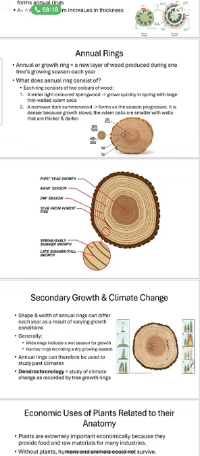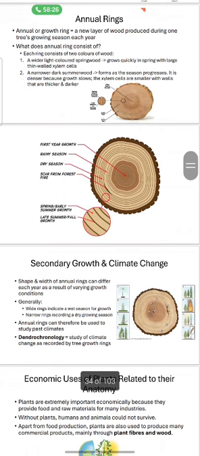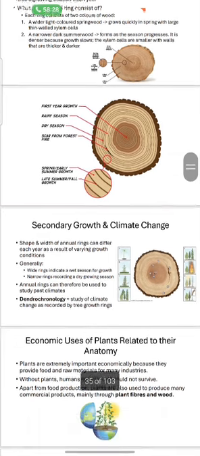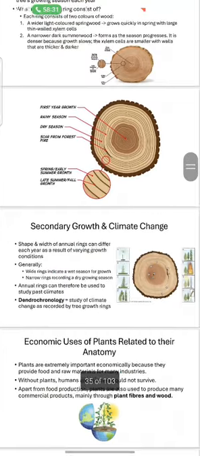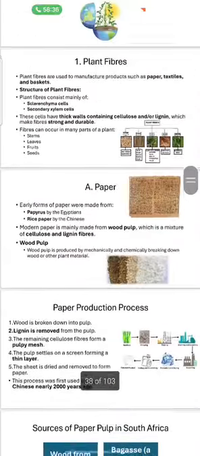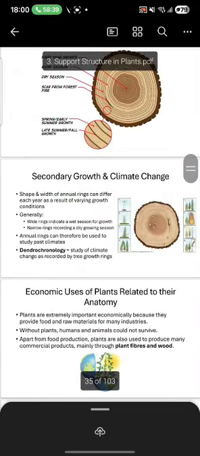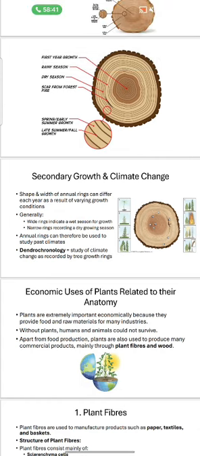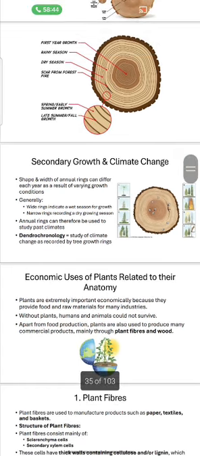Okay. So, secondary growth and climate change. The shape and width of annual rings can differ each year as a result of varying growth conditions. Generally, wide rings indicate a wet season for growth, and narrow rings record a dry growing season. Annual rings can therefore be used to study past climates. Dendrochronology is the study of climate change as recorded by tree growth rings.